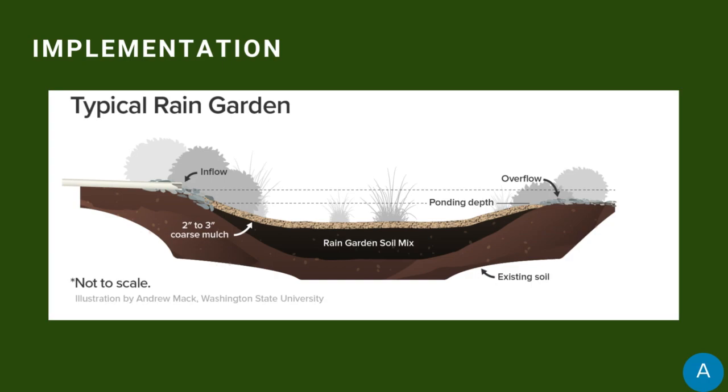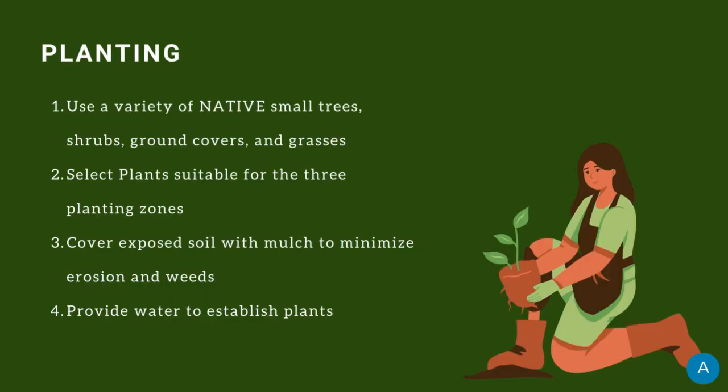Place an improved rain garden soil mix. That's 30 to 40% compost, 60 to 65% sand into existing soil. This should be around 18 inches deep. Level the surface, but do not compact. When planting a rain garden, use a variety of native small trees, shrubs, ground covers, and grasses. We'll need to select plants that are suitable for the 3 planting zones of a rain garden.